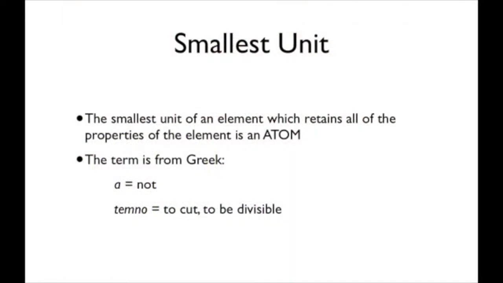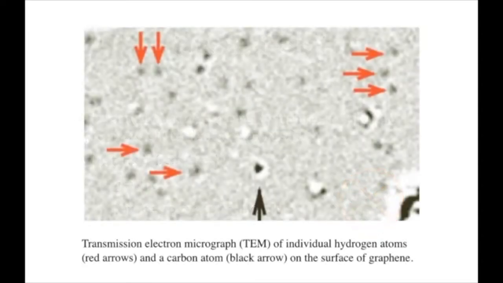Okay, so the smallest unit of an element, which retains all of the properties of that element, is called an atom. That word comes from the Greek, a term which means not to be divisible, meaning you can't cut it up into smaller pieces and still retain the properties of the element. We can actually see atoms today. This is a really cool transmission electron micrograph done by the physicists at UC Berkeley. The red arrows are hydrogen. That black arrow is a carbon atom shown on the surface of graphene.